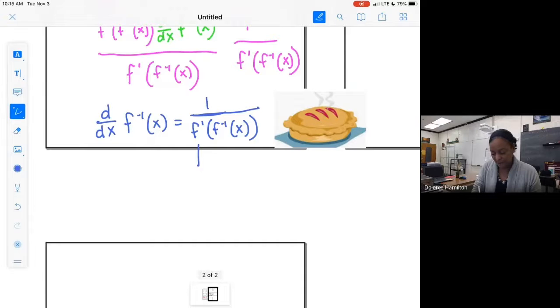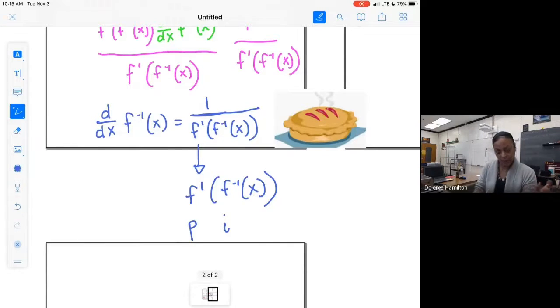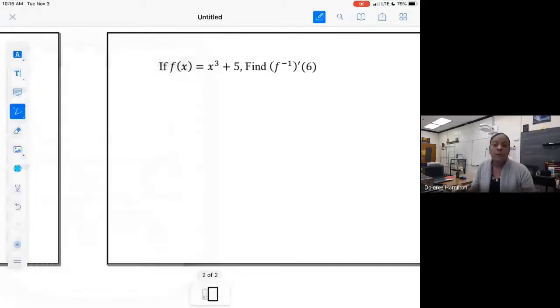It's f prime, that's the p, of f inverse, that's the I, of x. So in the denominator, we've got f prime of f inverse of x. So when I'm doing a couple of these examples, let's tease out what we will need from all of these. In this scenario, we are given what f of x is, but we're asked to find the derivative of the inverse of 6. So here is step one.